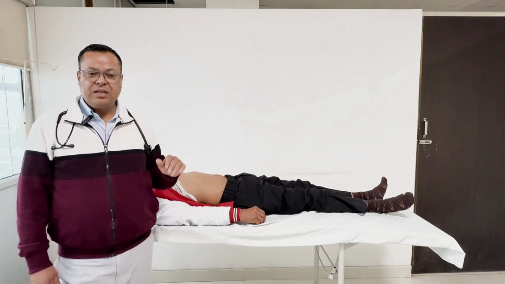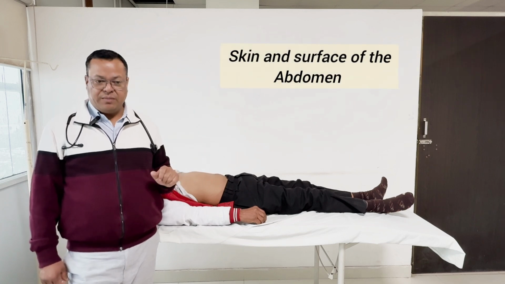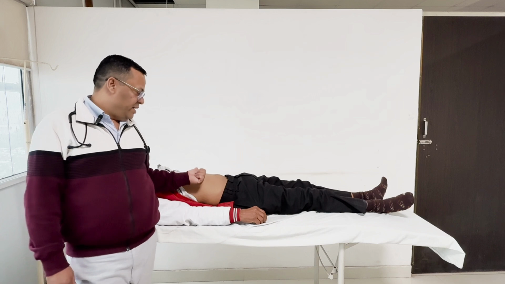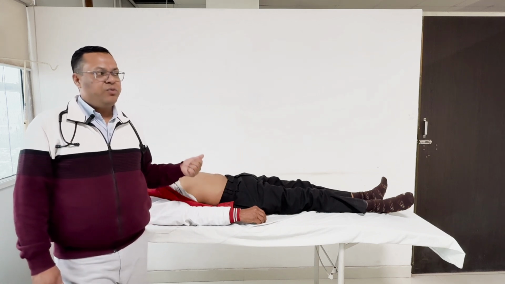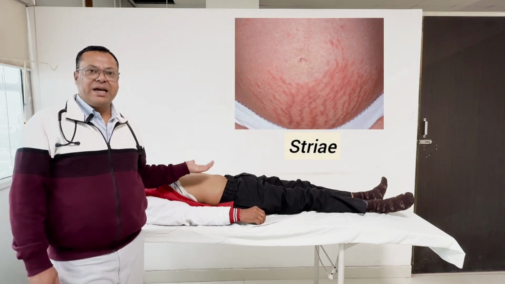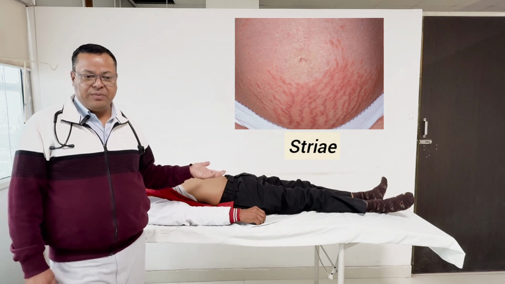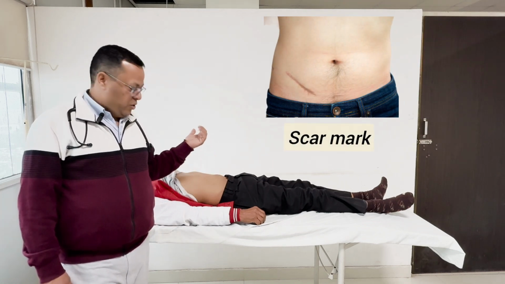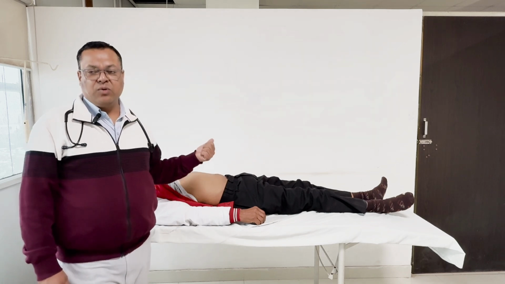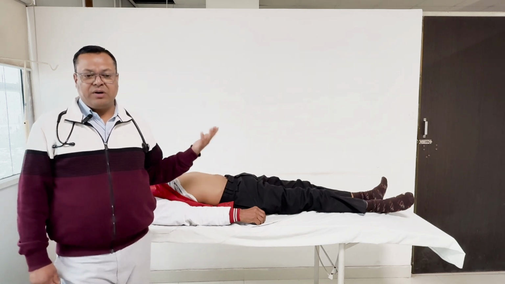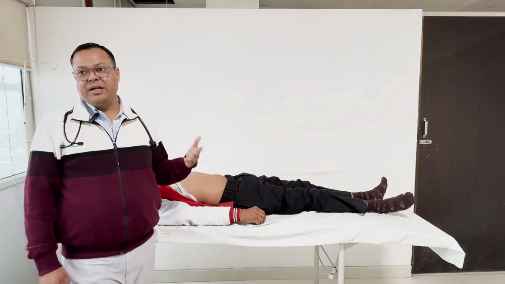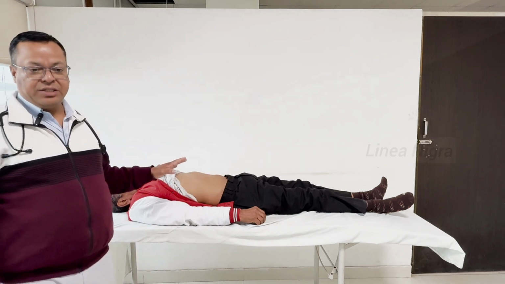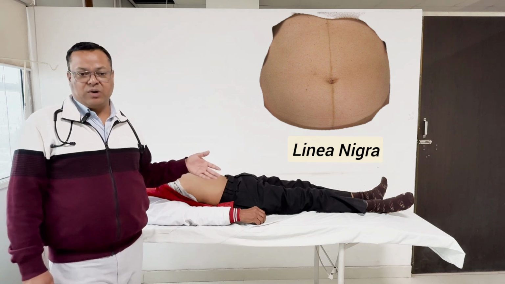After the peristalsis, see the surface or skin of the abdomen. Normally it is smooth, shiny skin. You may find wrinkled skin, or stretch marks or striae, which you may find in a pregnant female, or any scar mark from previous surgery. If a scar is there, then you have to tell about the location, the size, the color, and whether the scar is healed or not. Last, see for any pigmentation or linea nigra, as we used to call it.